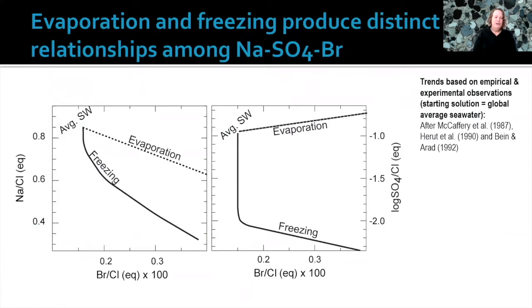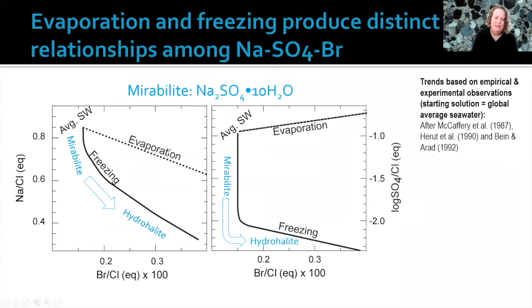Evaporation and freezing generate very different pathways in terms of the evolution of brine composition and the mineralogy of the precipitates that form. So here I'm showing the differences among sodium, sulfate, and bromine. During evaporation, we have a steady sodium to chloride ratio maintained until the onset of halite precipitation. But during freezing, one of the first things to form is a mineral called mirabilite, which is a sodium-rich mineral. And of course, this lowers the sodium chloride ratio of the brine and causes the trend in brine chemistry to diverge from that of evaporation.